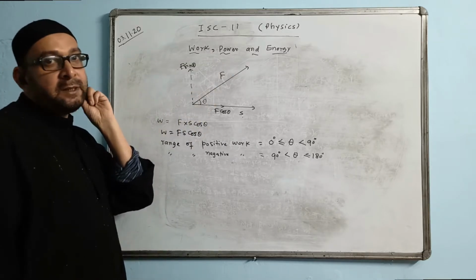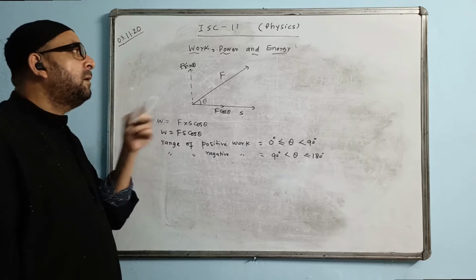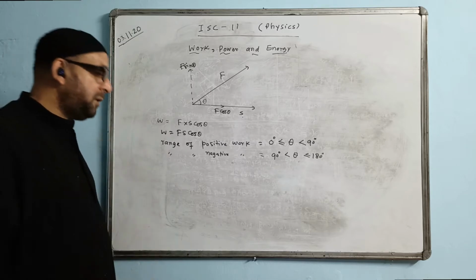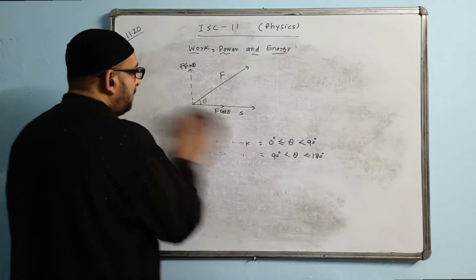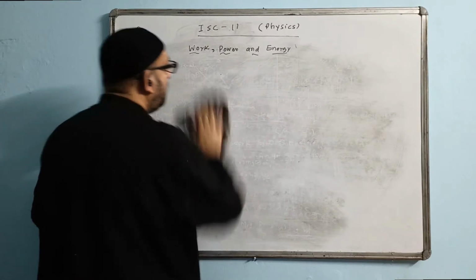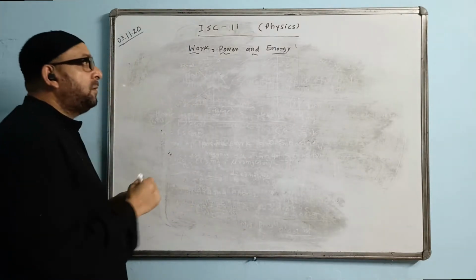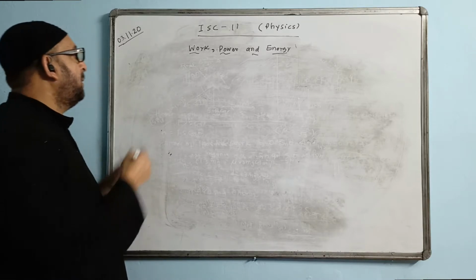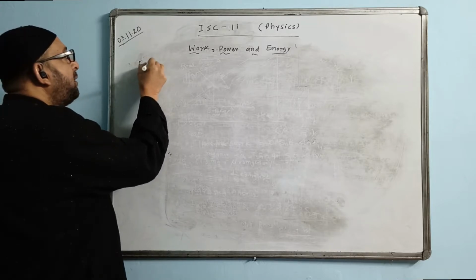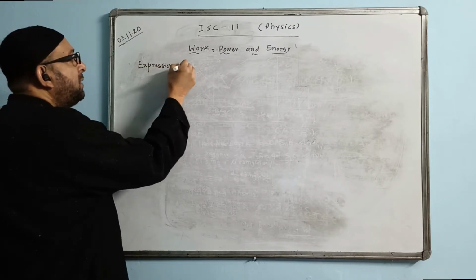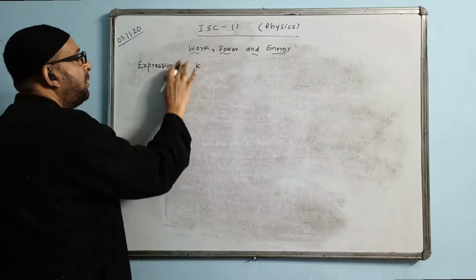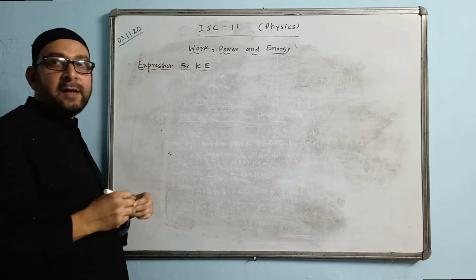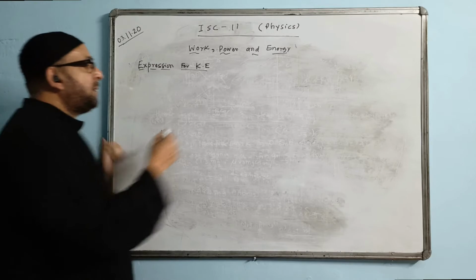What is energy? It is the capacity of doing work. There are two types of mechanical energy, mainly potential energy and kinetic energy. Now you learn the expression for kinetic energy. How do we find kinetic energy? You did the expression for kinetic energy in class 10, but once again you have to do it in class 11. What is the formula of kinetic energy? Half mv square. How to derive the expression for it?